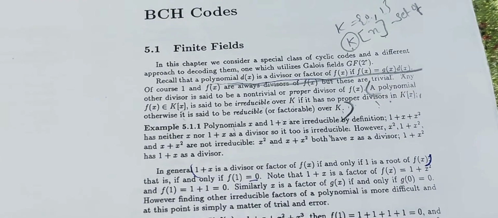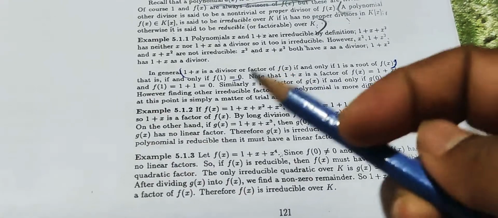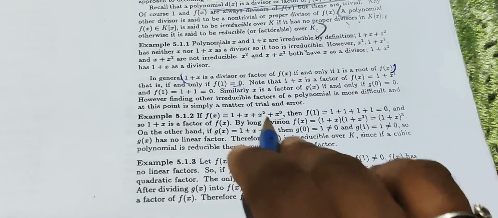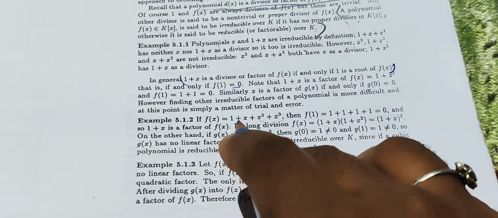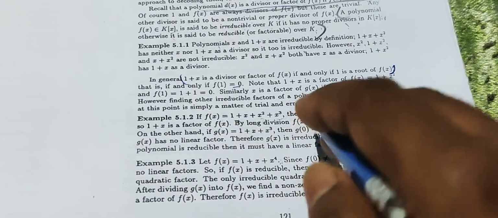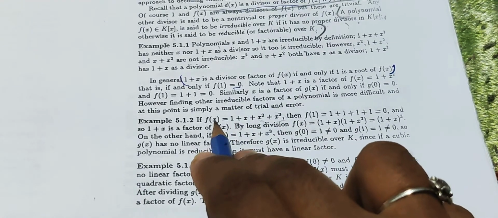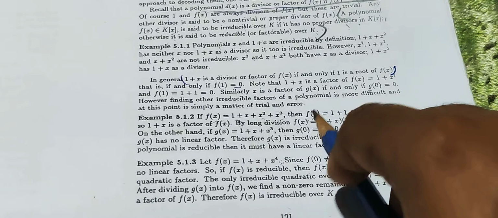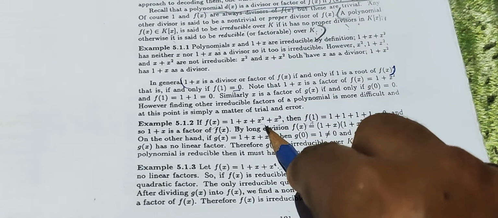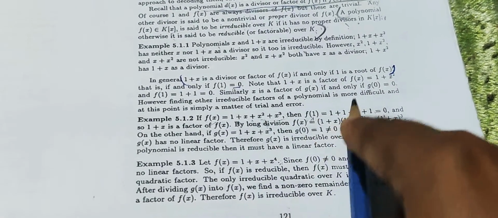Next example, 5.1.2: f of x is equal to 1 plus x square plus x cube. Is this polynomial reducible or irreducible? Substitute x by 1. So f of 1 is equal to 1 plus 1 plus 1, equal to 0. So f of 1 is equal to 0 implies 1 plus x is a factor of this polynomial. So this polynomial is reducible. Clear?